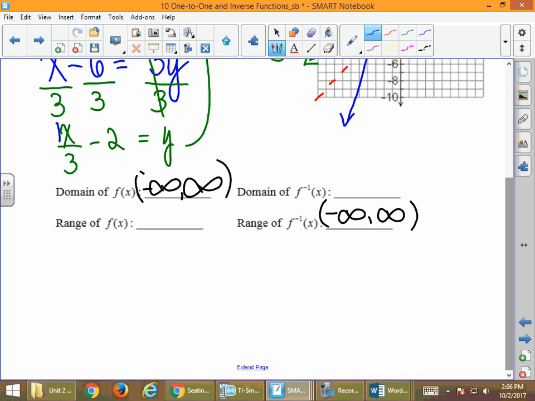Not only is the domain of the function all real numbers, which is -infinity to infinity, but any line with a slant has domain and range of all reals. And if we can identify the range of our original function, then the range of our original function is the same here as our domain of our inverse.